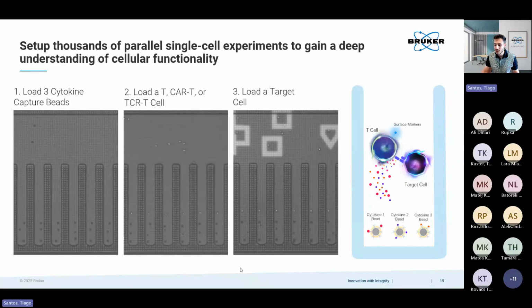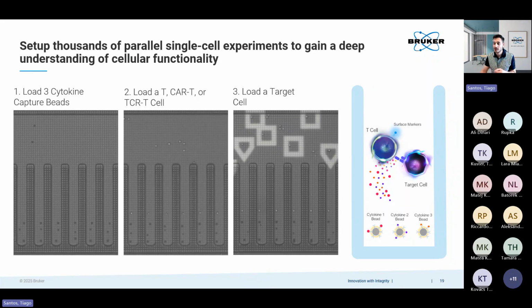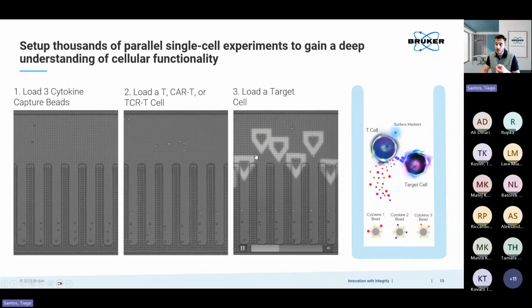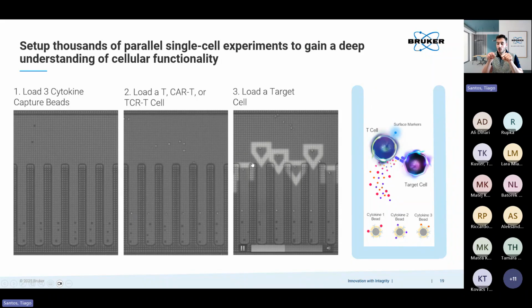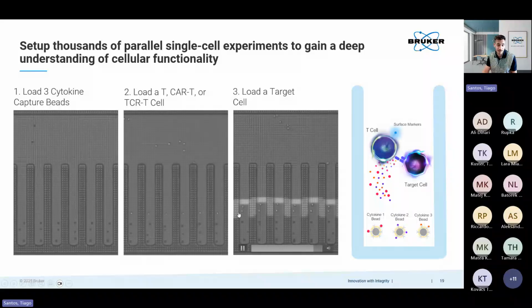In the third video, what we are actually seeing is the third step of the assay for cytokine secretion, which is loading the target cell. We actually loaded a non-stimulated T cell, and now we are loading the target cell. Using once again the OEP technology, we can load this target cell, as you can see here, so close together to the T cell to promote the contact between them.